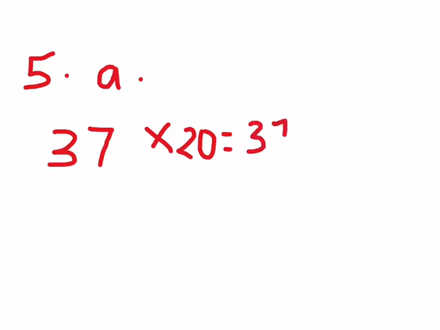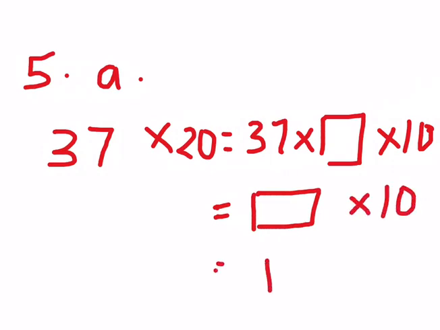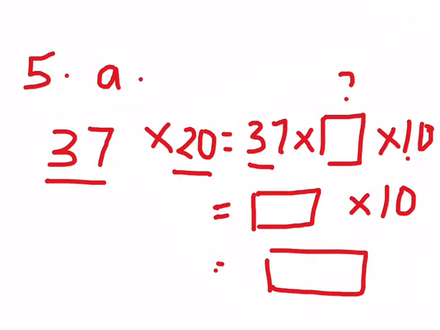5A. 5A is basically just 37 times 20, right? Equals to, you're supposed to find the missing number now. Times what? They give you a box, times 10. One of the ways you can look is what is the original number. Look carefully. Okay, this is what they ask. Now, 37 times 20 is equal to 37 times what, times 10. What do you think is the missing number here?